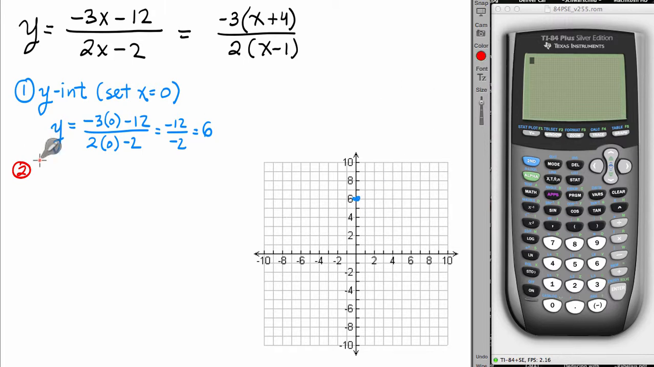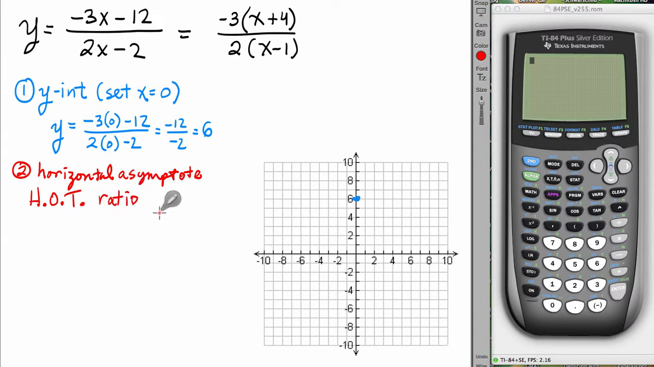Now let's move on into the second feature, which is called horizontal asymptote. Now, not every rational function will have a horizontal asymptote, but this particular example does have a horizontal asymptote. I'm going to show you how to figure out what that asymptote is. What you do is you take a ratio, the HOT ratio. HOT meaning highest order term.